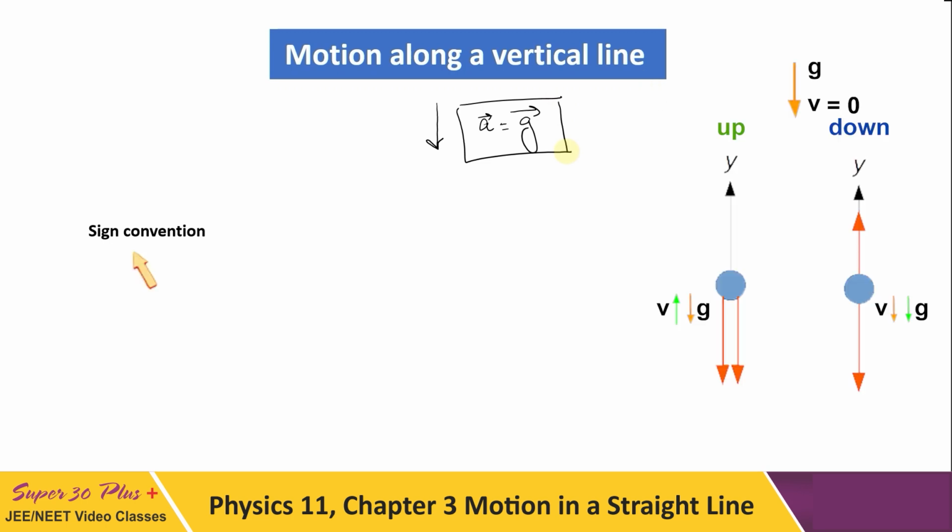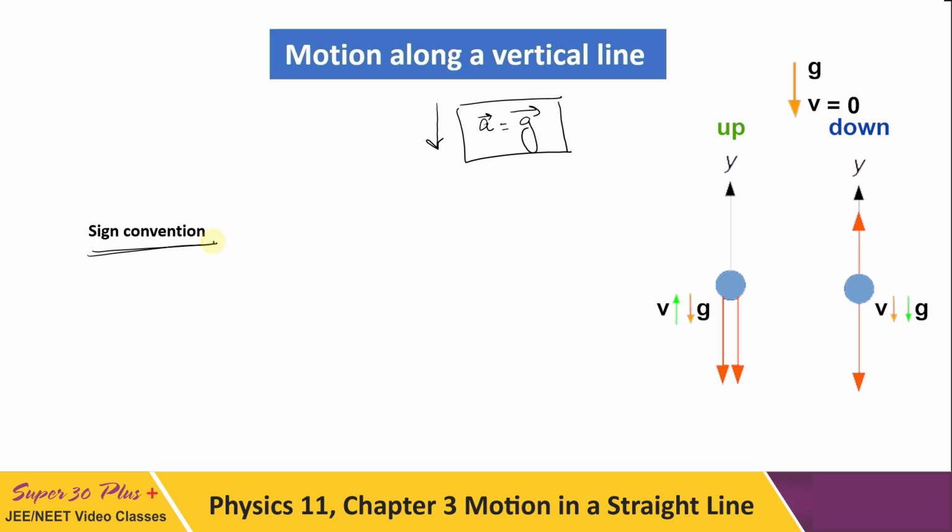Now let us see some sign convention which will be needed while dealing with all the numericals that come under this topic. So what is the sign convention used? Generally students get confused when writing plus and minus signs for this kind of motion. Students generally assume that for upward motion and for downward motion, the sign convention has to be separate. No, it is not the case.